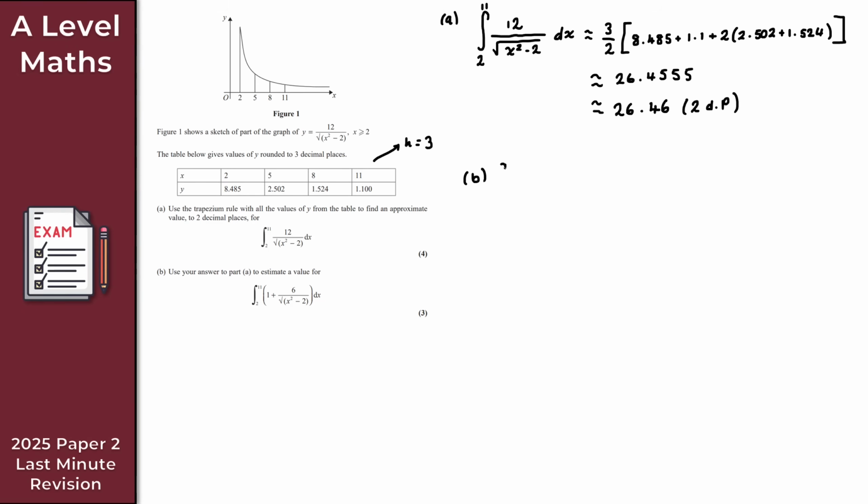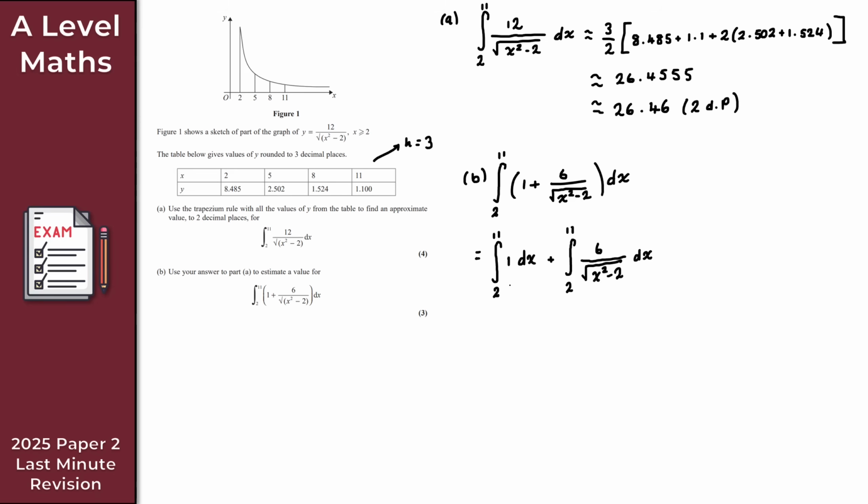What I've got is the integral from 2 to 11 of 1 plus 6 over the square root of x squared minus 2, with respect to x. Notice my limits don't change from 2 to 11, so that's fine. What I've got is this 1 included with my integrand, so I can use linearity and split this up into 2 separate integrals. I've got the integral of 1 with respect to x from 2 to 11, and also the integral from 2 to 11 of 6 over the square root of x squared minus 2, with respect to x.